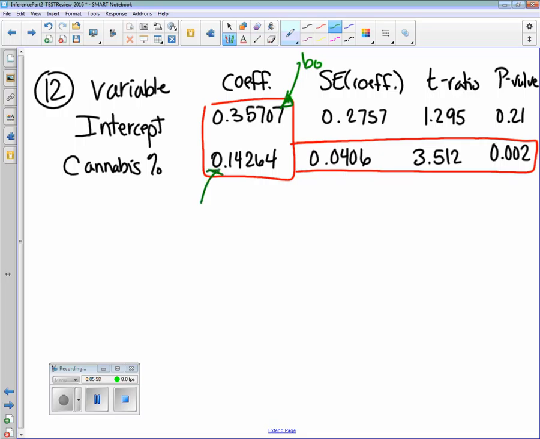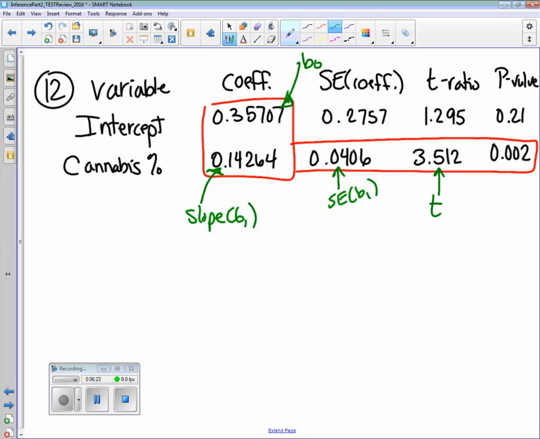That's the number that you use in your confidence interval. That's the number that you use to find your test statistic. That is an important piece of information. This is your standard error of B1, which is also used in your confidence interval, also used in your test statistic. The t ratio, that is just your t.